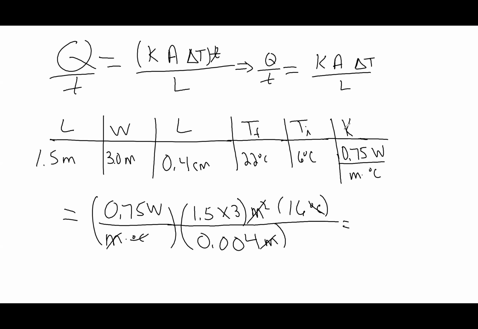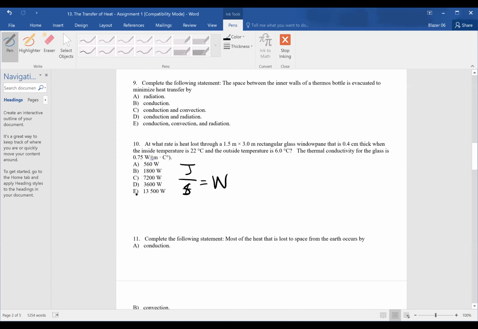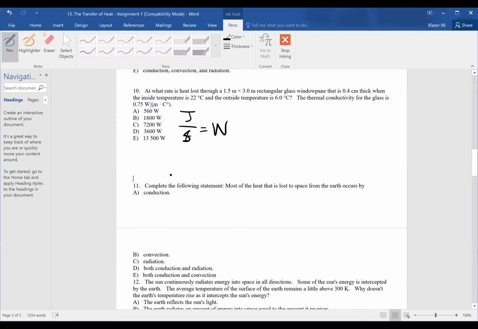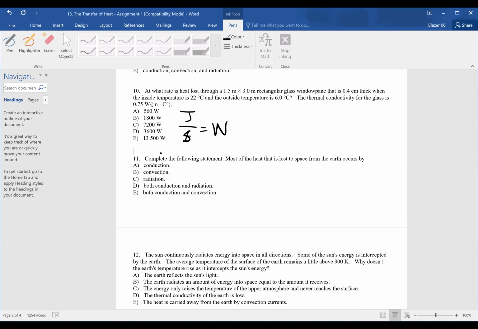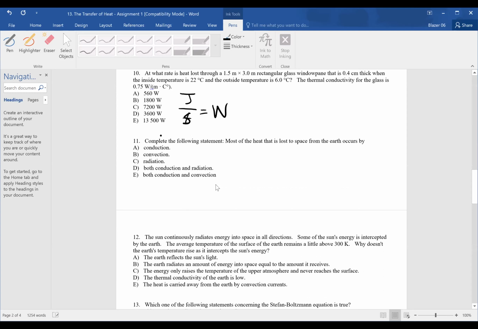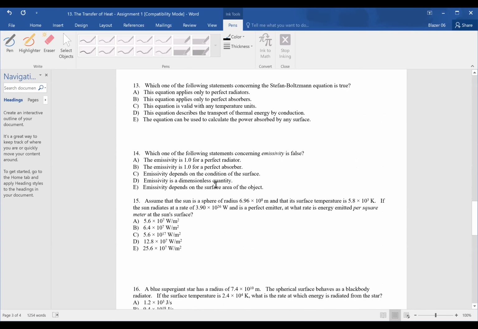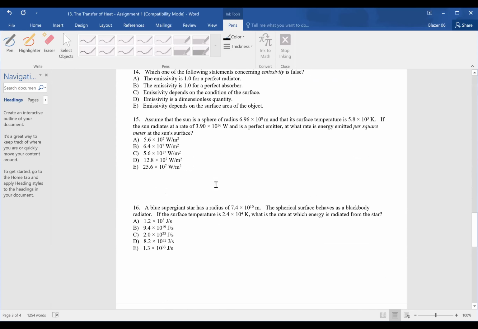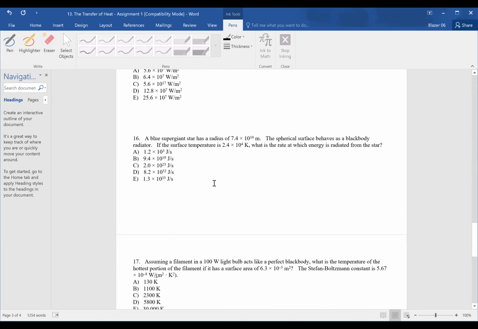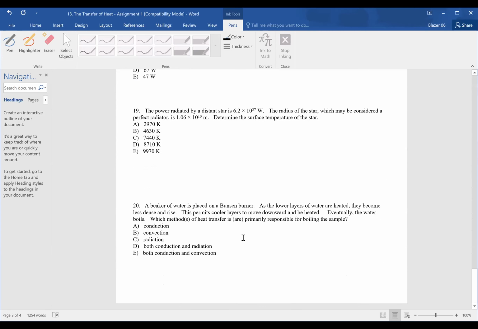All right, so let me go back to the handout. The answer then should be E. You should all get that answer, E. Okay, very good. Now, these other questions, as you can see, are just questions for you to understand conduction, convection, and radiation, those terms. But later on, we have some problems to solve. So we have problems to solve 15, 16, 17, 18, 19, and 20.